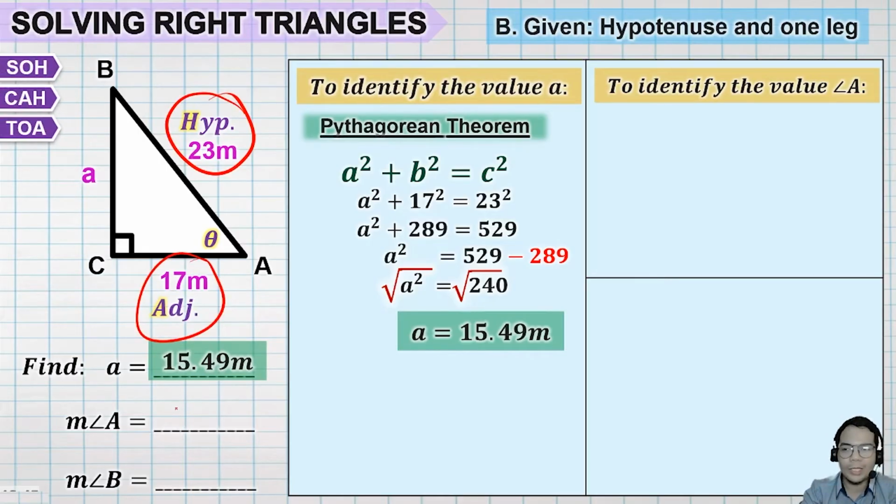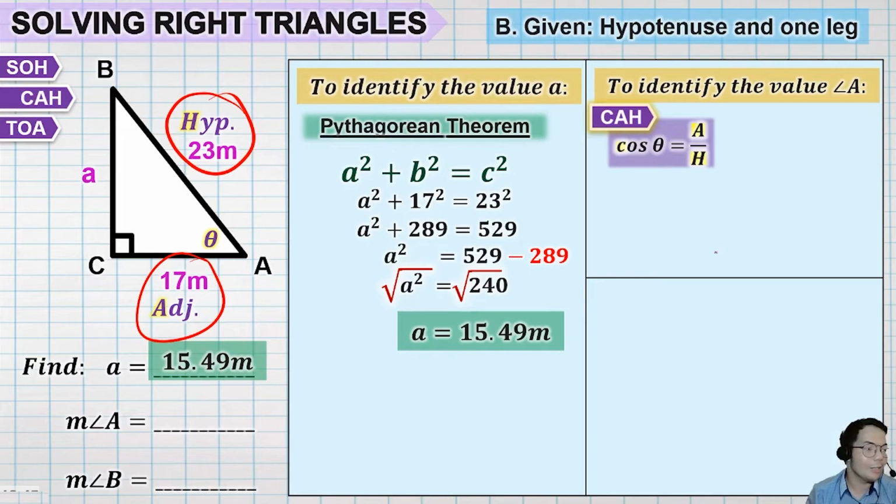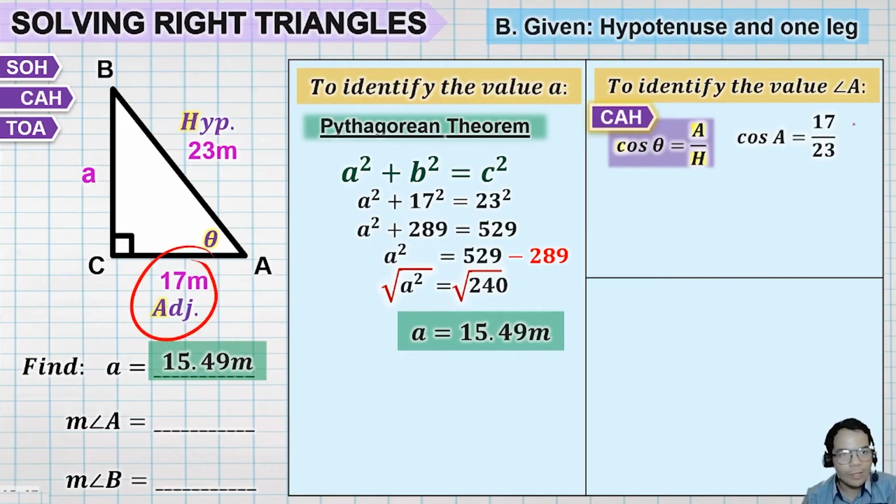So, anong gagamitin natin sa tatlo? Is it so, ka, or towa? Cosine function. So, yan, ka. Ka means the cosine of an angle, theta, is equal to adjacent over hypotenuse. So, ang ating angle ay angle A at ang ating adjacent side is gonna be 17. So, ito yon 17 over hypotenuse, which is 23. So, A over H. Ayan.